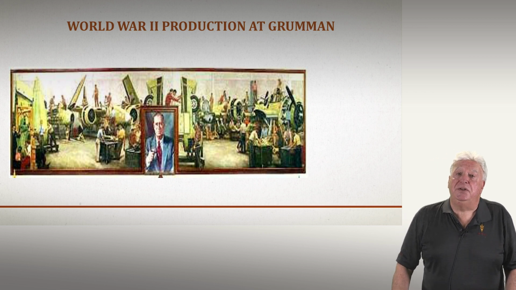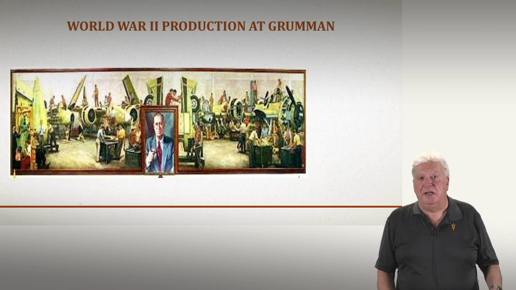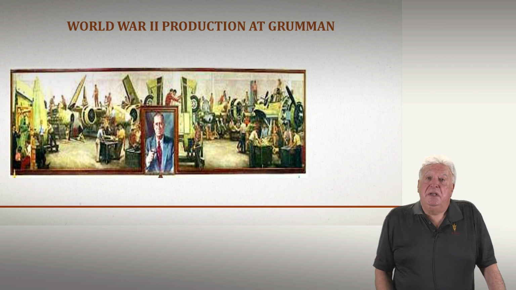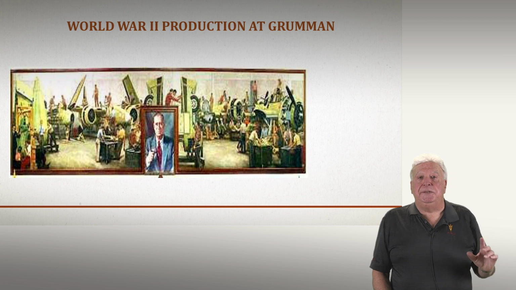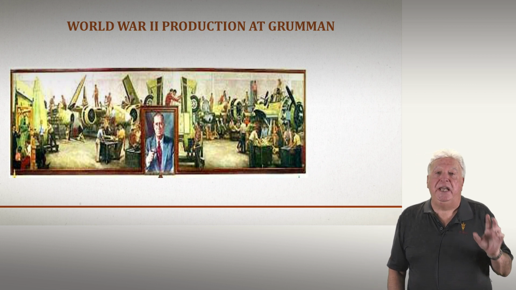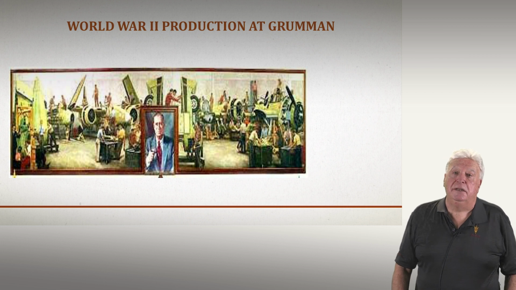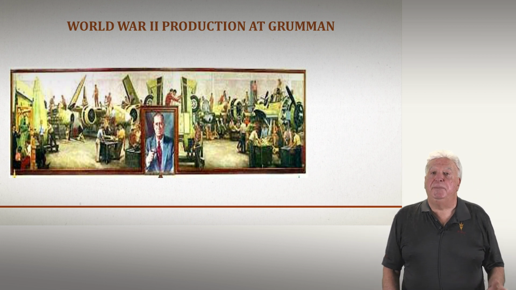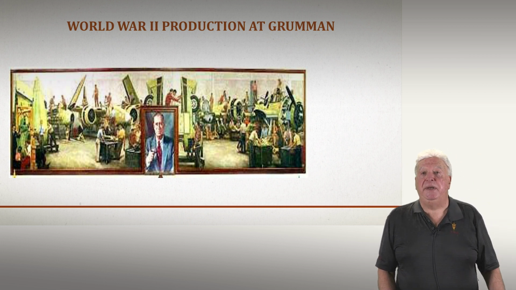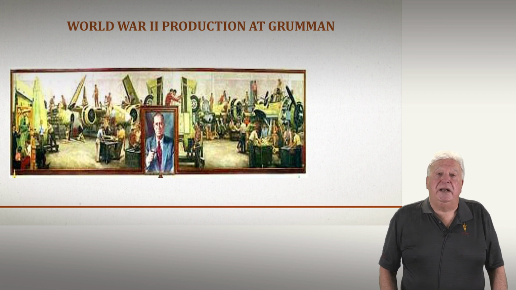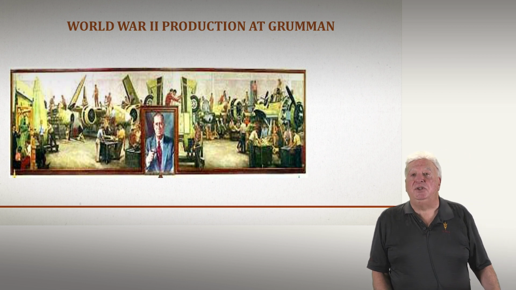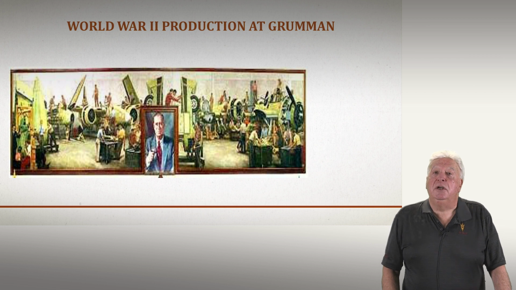World War II production at Grumman Aerospace. That's the company I worked for. To put this in perspective, Grumman Aircraft at its peak produced 664 aircraft in 1 month during World War II, a production record that has never been equaled. 2 out of every 3 Japanese aircraft shot down during World War II were shot down by Grumman aircraft.